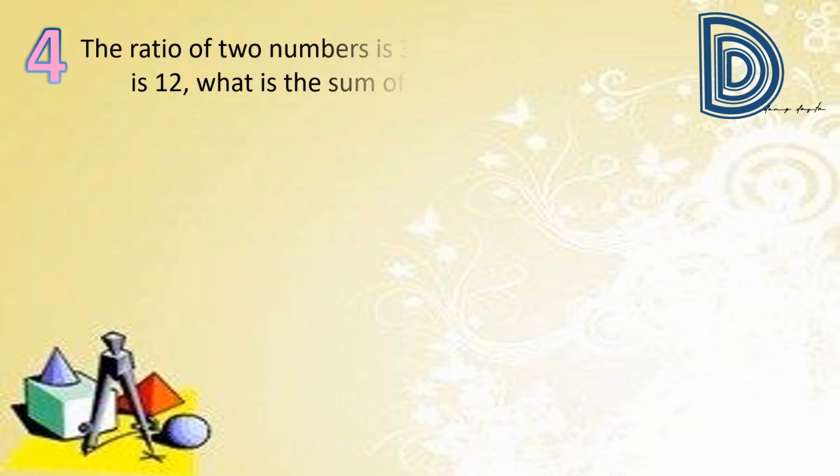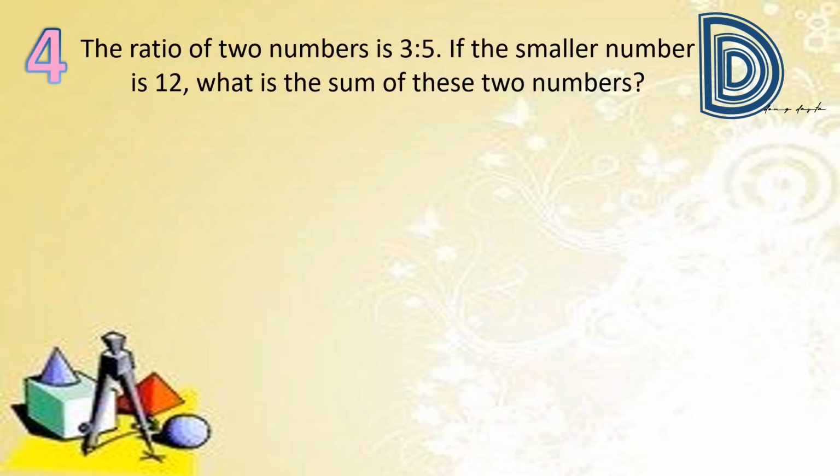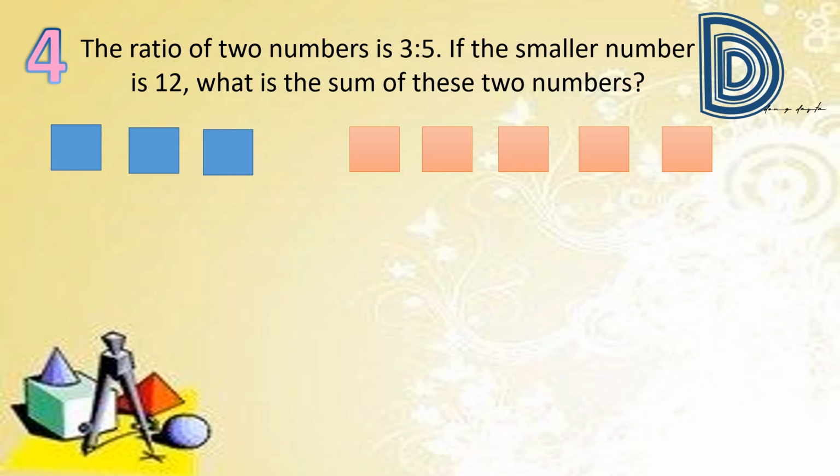Question number 4. Let us consider these blocks represent a number and the ratio is 3 to 5. We know that the first number is 12. So if we have 3 blocks, each of these blocks will have 4, because 4 plus 4 plus 4 is 12. Then the other part of the ratio are 5 blocks.